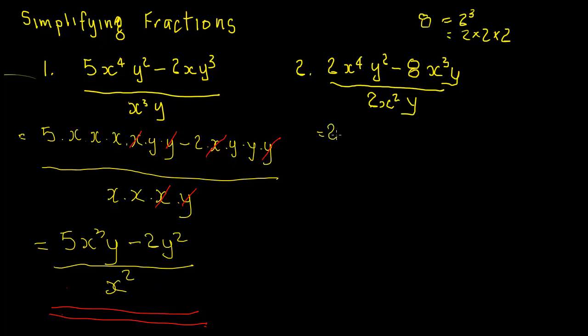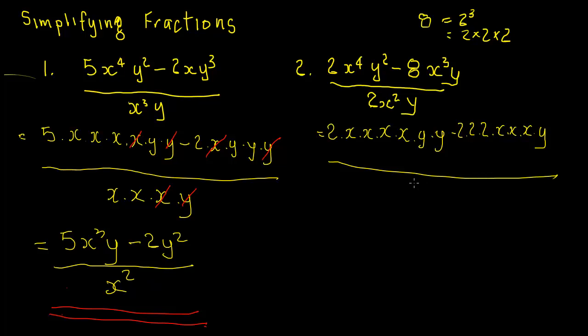So that'll be 2 dot x dot x dot x dot x, which is our x to the power of 4, dot y, which is our y squared, minus 2 by 2 by 2, which is our 8, dot x dot x dot x, and just our single y there, over 2 dot x dot x dot y.